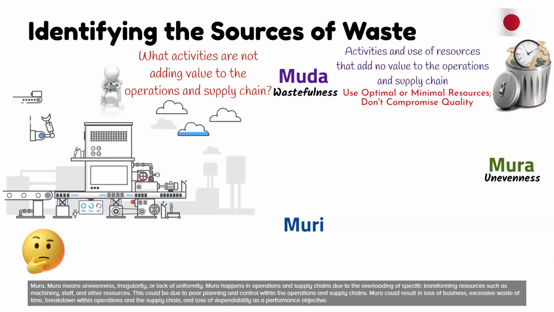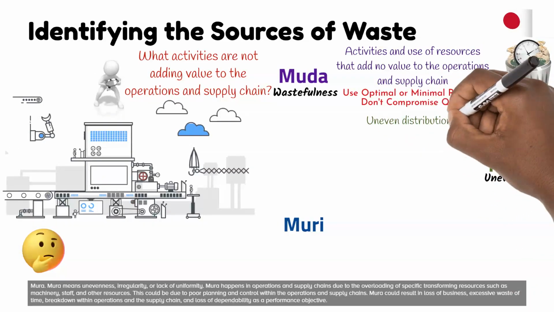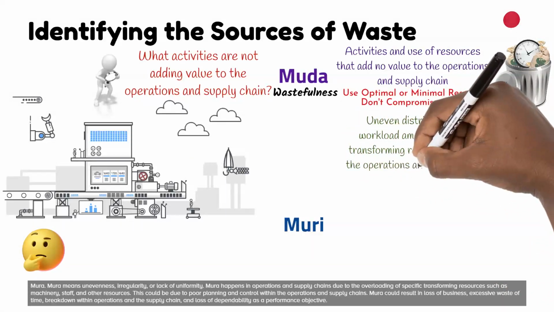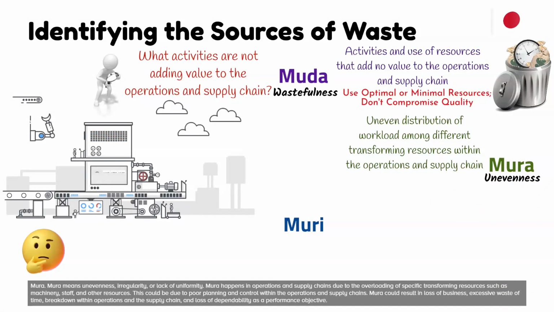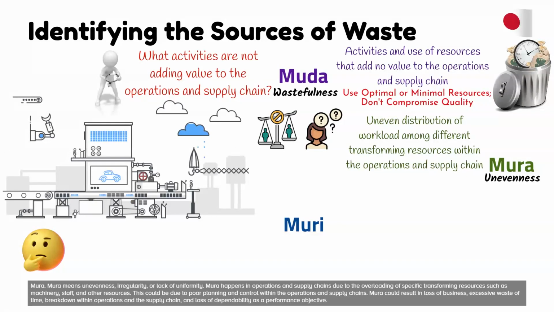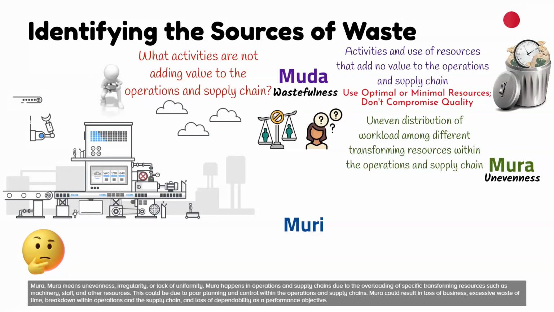Mura means unevenness, irregularity, or lack of uniformity. Mura happens in operations and supply chains due to the overloading of specific transforming resources such as machinery, staff, and other resources. This could be due to poor planning and control within the operations and supply chain. Mura could result in loss of business, excessive waste of time, breakdown within operations and the supply chain, and loss of dependability as a performance objective.